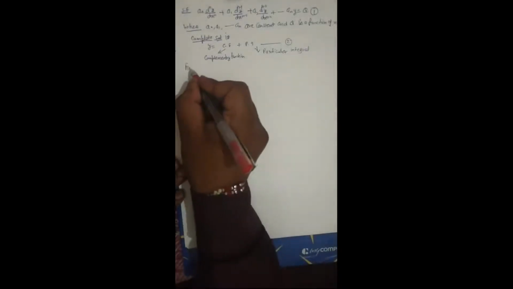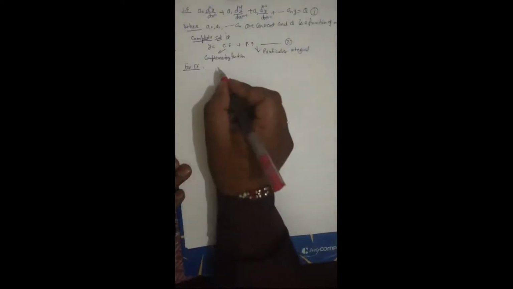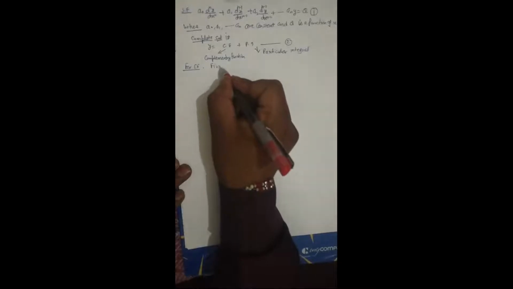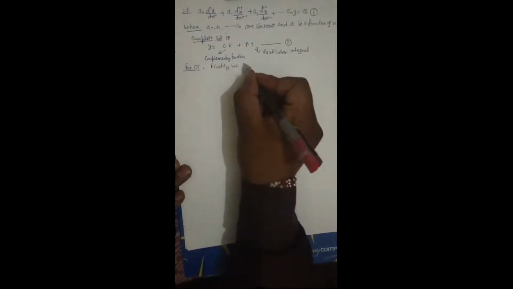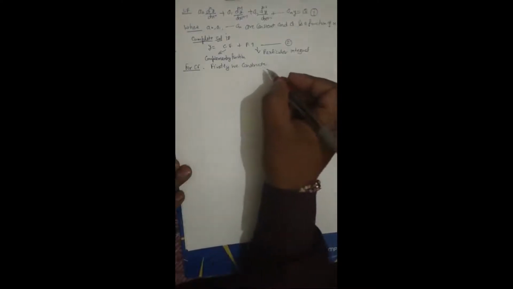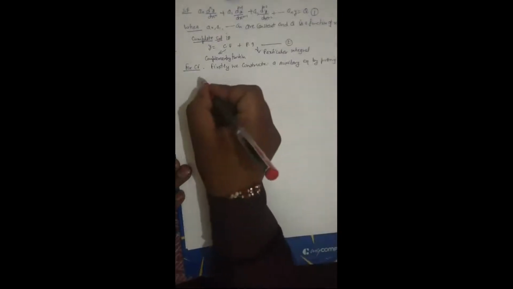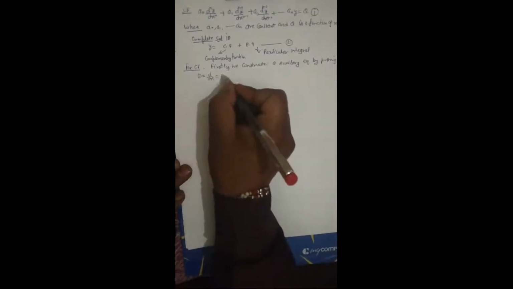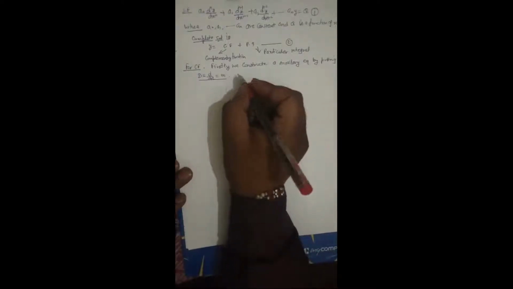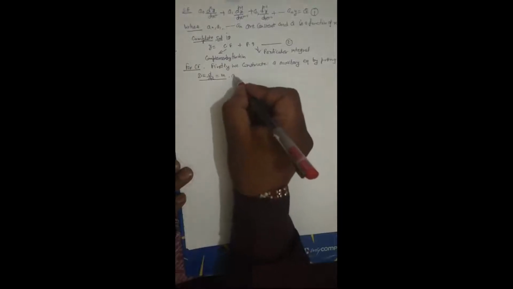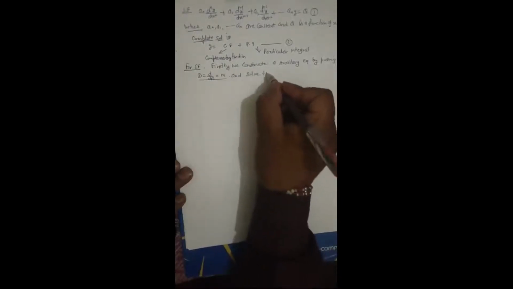For CF, firstly we construct an auxiliary equation, or say subsidiary equation, by putting D equal to d/dx equal to m, and solve the equation. We get the values of m.